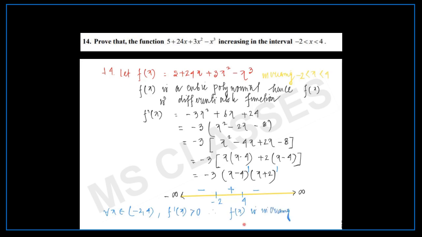Even if it had been from minus 2 to 4, it would still have been possible, because f dash is greater than or equal to 0 in that interval. For a differentiable function to be increasing, f dash takes either greater than 0 or equal to 0. Then we say the function is increasing.